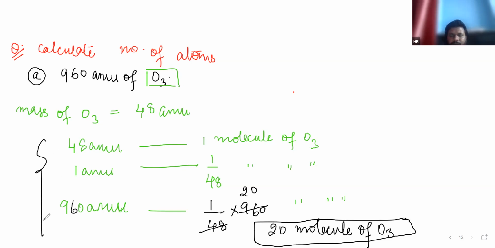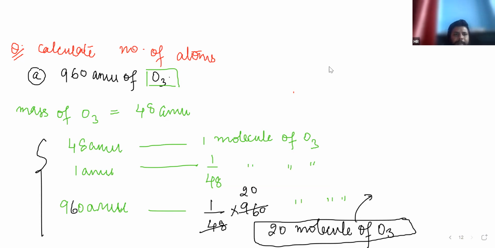Do you get all these steps? Yes or no? Azza, let me know if you have any doubts from this section.